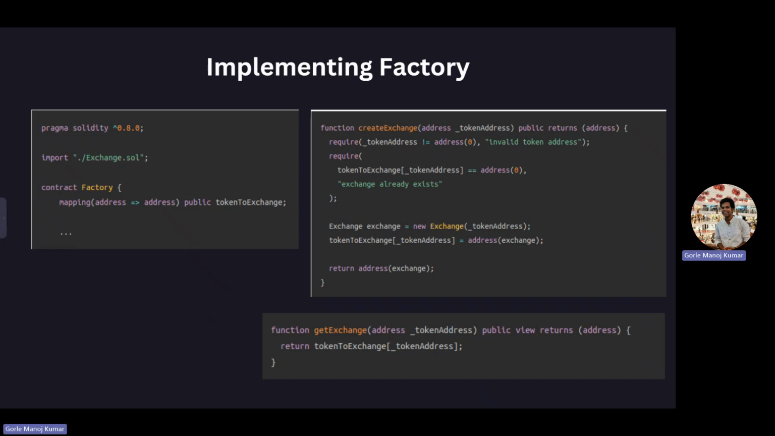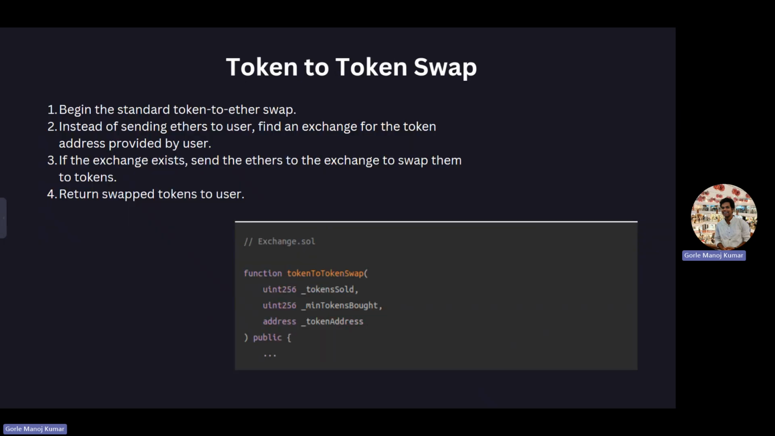Bunch of stuff happening. Okay, you need to ensure that the exchange has not already been created for that token. Okay, all that is provided in the, that is what the exchange already exists statement is. Okay, just look up hota hai. Skip. Token to token swap is again very cool.